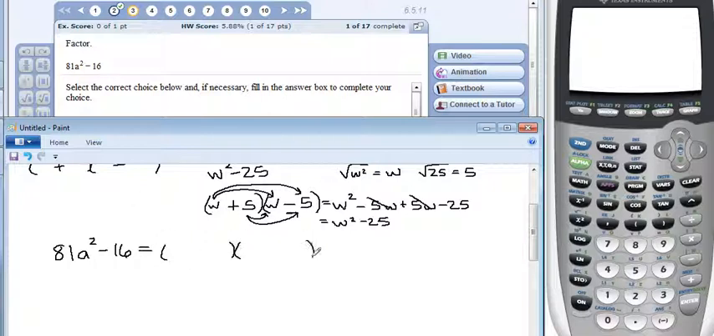So therefore, I have 1 plus and 1 minus. I'm going to take the square root of all 3 pieces now. Square root of 81 is 9. The square root of a squared is a. The square root of 16 is 4. So I put the square root of the front one, which is 9a, in the front. And I put the square root of the back one in the back. And then I would refoil to verify.